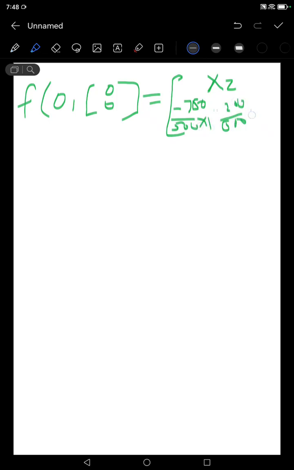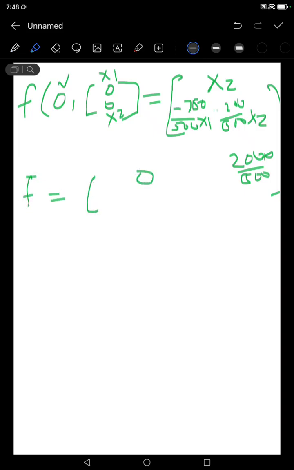Here we have x1, here x2, and then we have 2000 over 500 here. So here we're going to have the value of t, then x1, and then x2 from the matrix. Wherever there's x1, we substitute 0, and wherever there's x2, we substitute 0. So we have f as 0, then minus 750 over 500 times 1, times 0 gives us 0, and then minus 200 over 500 times x2, which is 0, gives us 0, and then 2000 divided by 500 gives us 4.